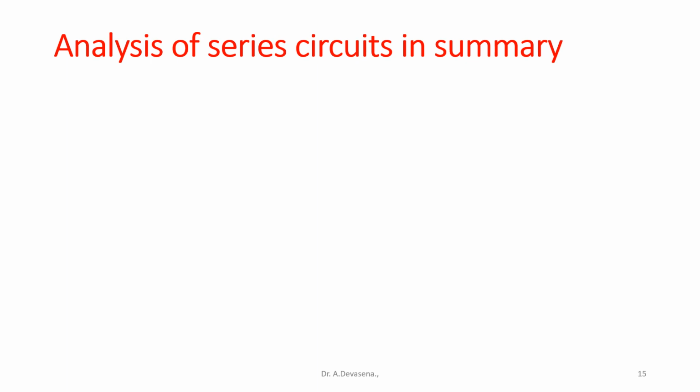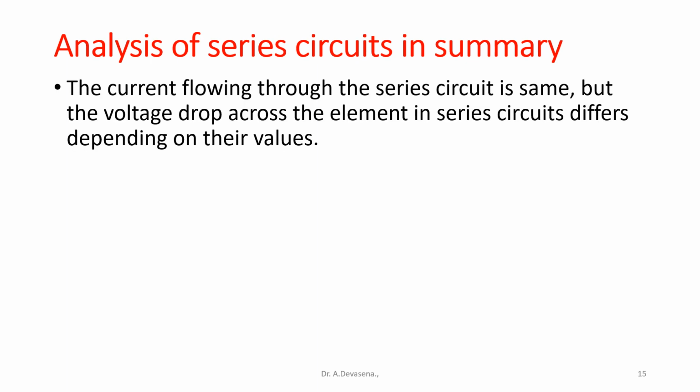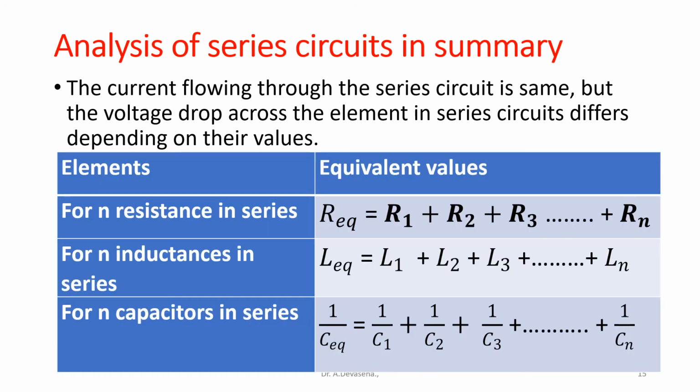As a summary, the current flowing through the series circuit is the same, but the voltage drop across the elements in series circuits differs depending on their values. For n resistances in series, the equivalent resistance R equivalent is equal to R1 plus R2 plus R3 plus goes on up to plus Rn.